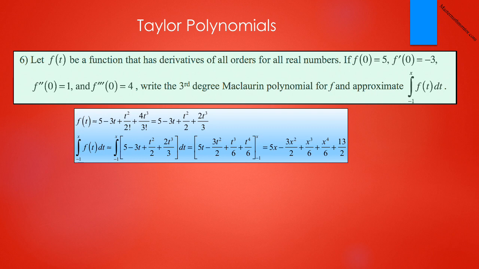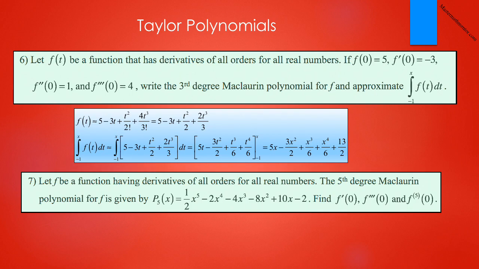Integrating, we get 5t minus 3t squared over 2 plus t cubed over 6 plus t to the fourth over 6 evaluated between -1 and x. And plugging in x and -1, our final answer is 5x minus 3x squared over 2 plus x cubed over 6 plus x to the fourth over 6 plus 13 halves.